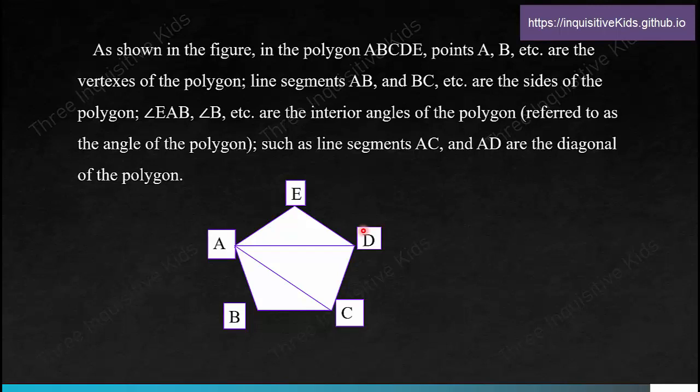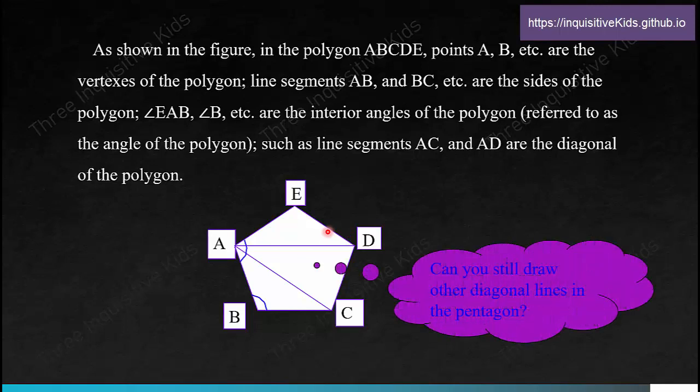Line segments AB and BC, etc., are the sides of the polygon, and angle A, angle B, etc., are the interior angles of the polygon. Line segments AC and AD are the diagonals of the polygon. These two line segments are called diagonals because the points being connected aren't right next to each other.